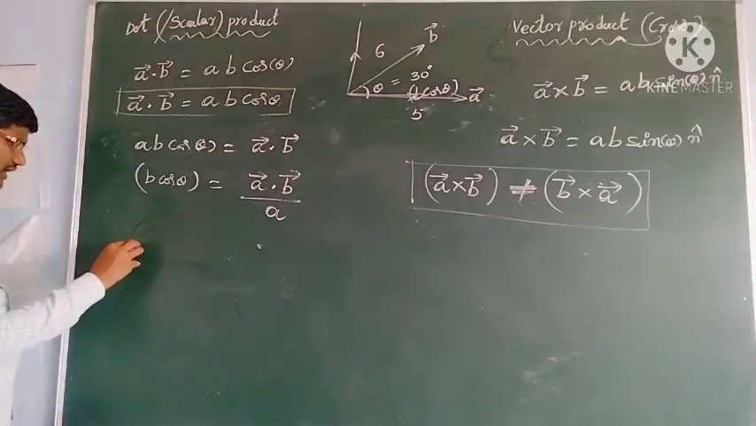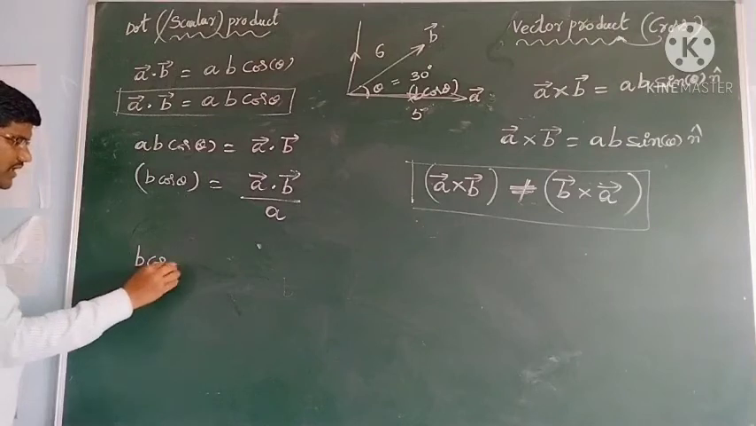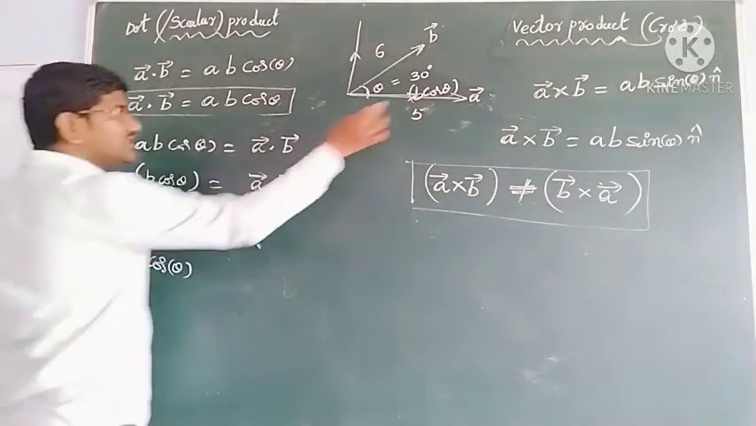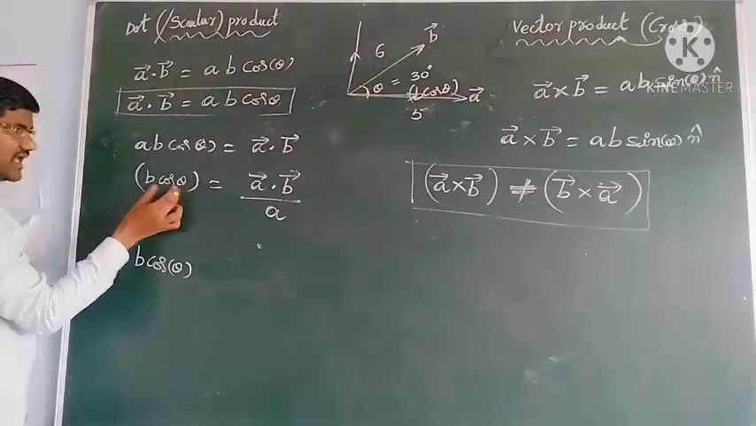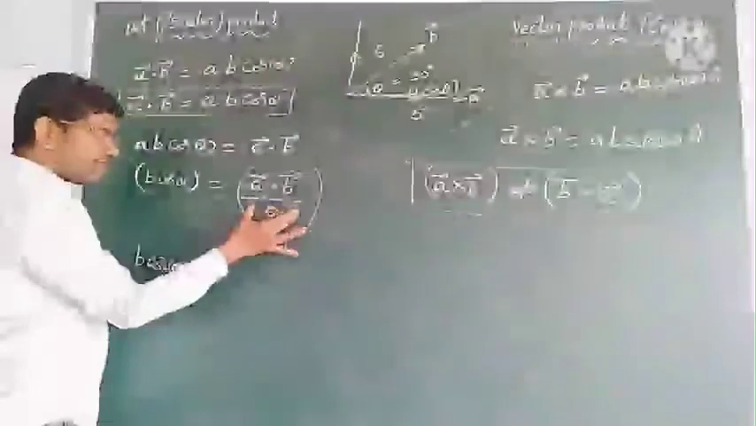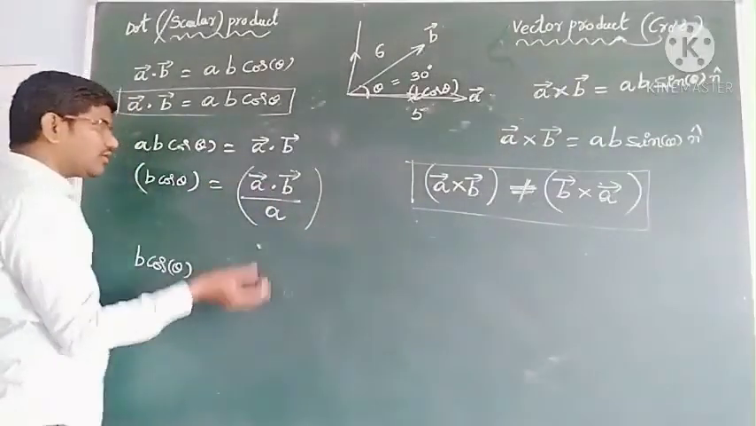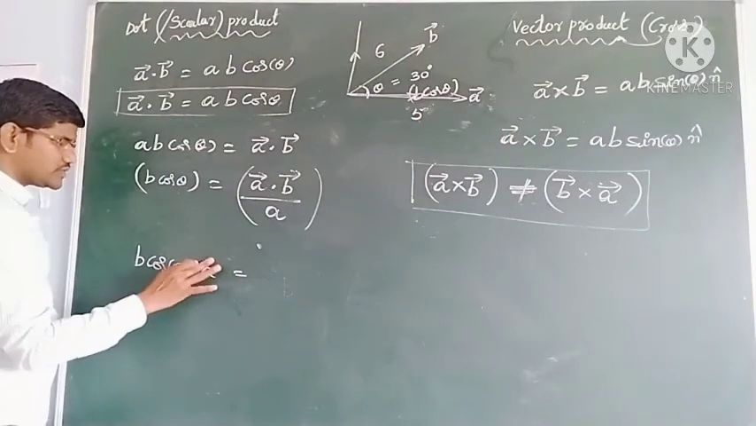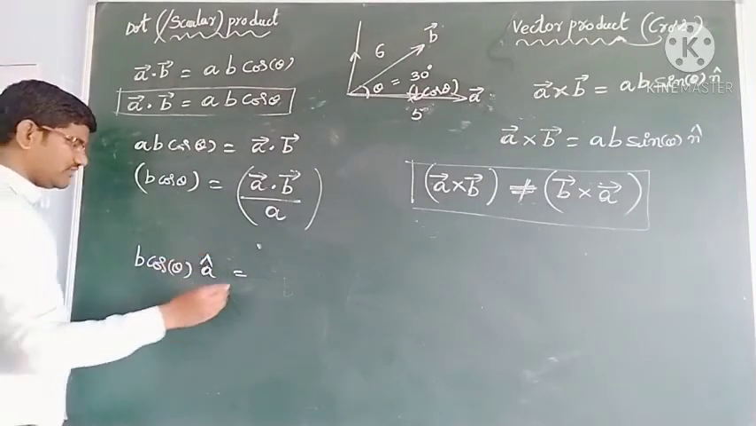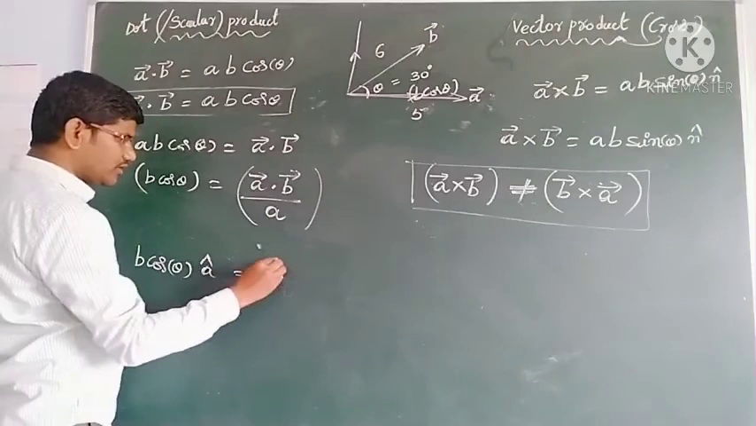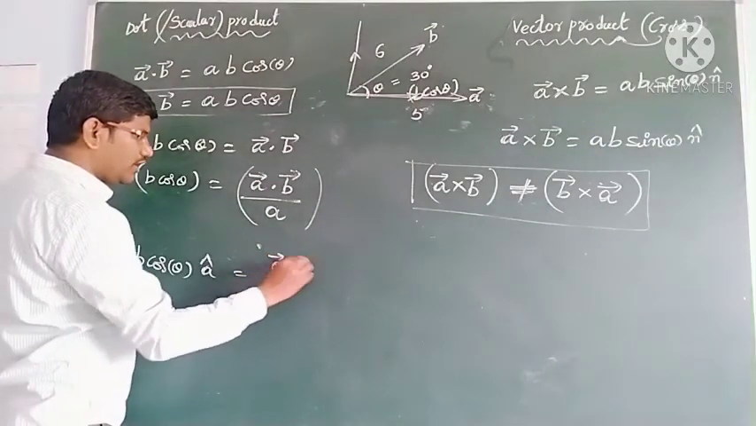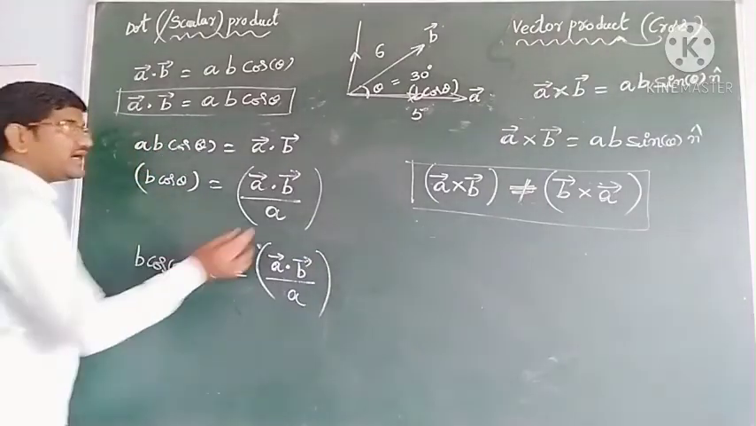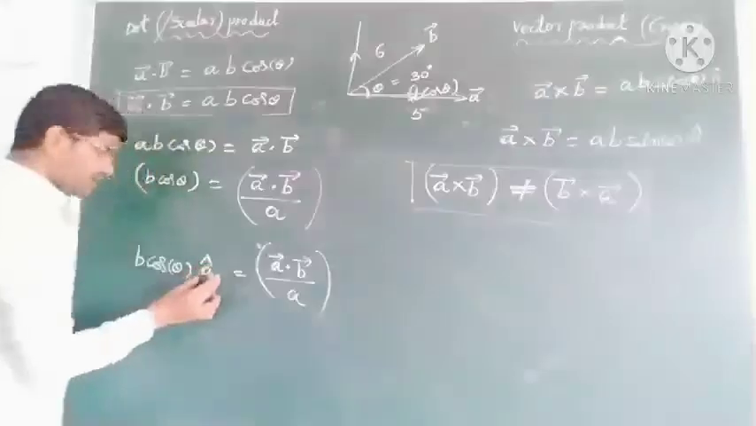And next what I am writing, you see students, B cos theta into, so I am writing if it is in the direction of A bar. Actually this is a scalar. This value we will get some value only, some number we will get. To make it a vector, you should multiply that with A cap. So B cos theta means what will you write? A bar dot B bar by A, and it is in the direction of A bar. Its unit vector is A cap.